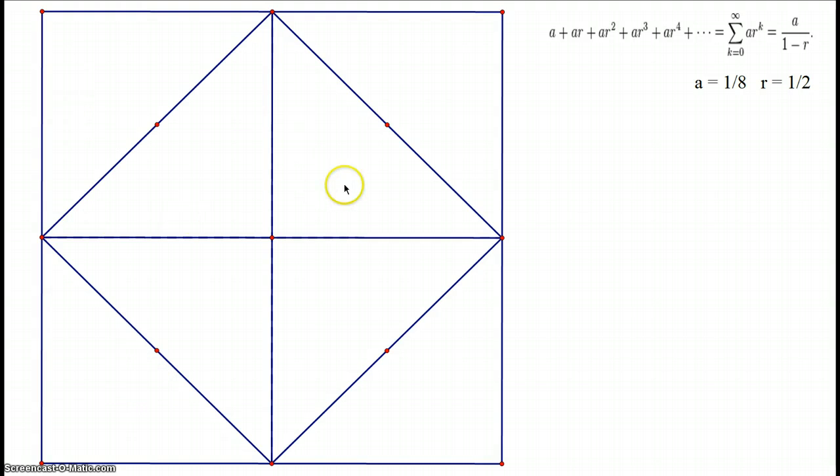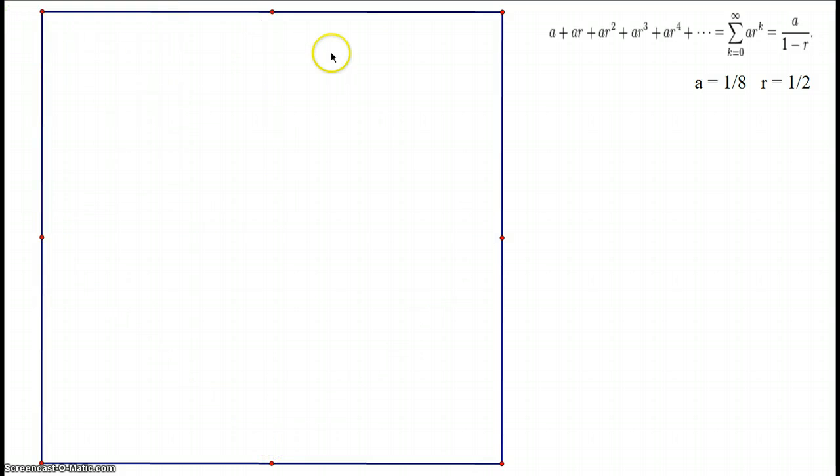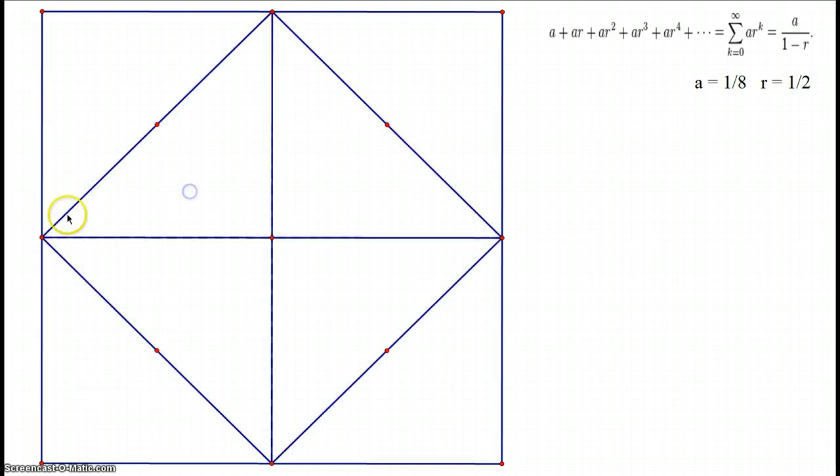So 1, 2, 3, 4, 5, 6, 7, 8. Each one of these triangles is the same. So we can conclude that if you start off with a square and find its midpoints, when we connect the midpoints, each one of these triangles connected from the midpoints will be 1/8 of the original square.